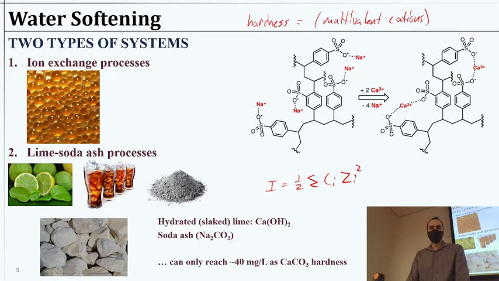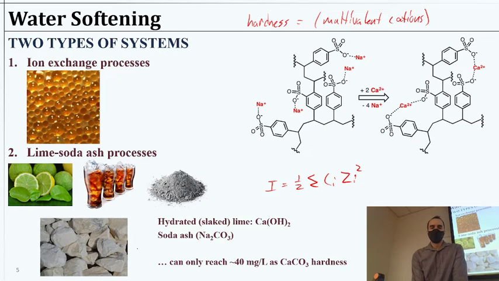So that brings us to the lime soda ash processes. And essentially, these ones are going to rely on precipitation. So we're actually going to add a lot of things in a way that's going to feel counterintuitive. We're going to add the same type of stuff that we're trying to remove in many cases in order to precipitate stuff and manipulate the chemistry to either drive off CO2 or precipitate solids to essentially remove hardness.